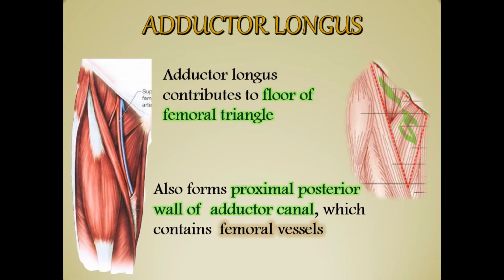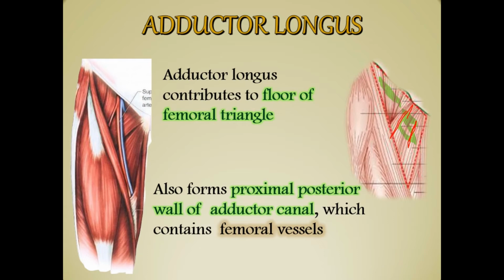Let me change highlighter once more. Yes, so this is the pectineus muscle and this is the adductor longus muscle. The medial half of the floor of the femoral triangle is partly formed by the pectineus muscle and partly formed by the adductor longus muscle. Now, the adductor longus muscle also forms the proximal posterior wall of the adductor canal.